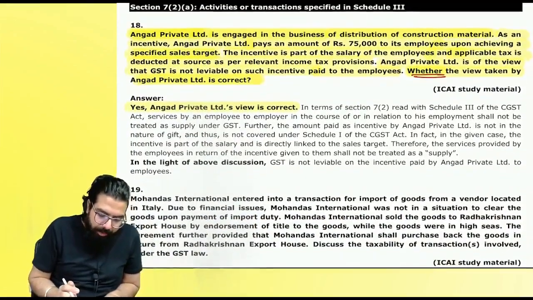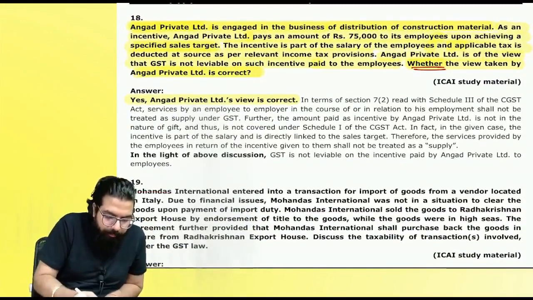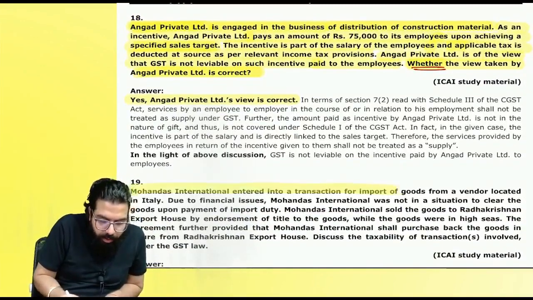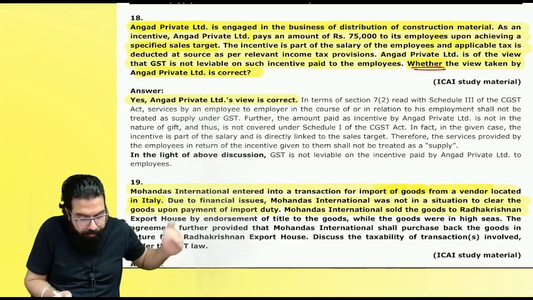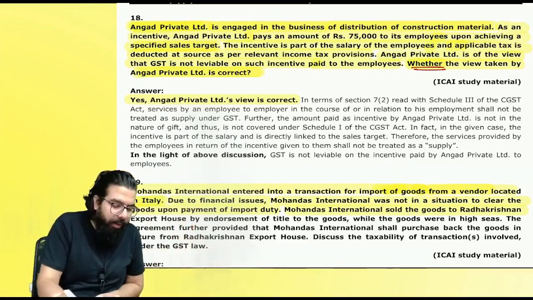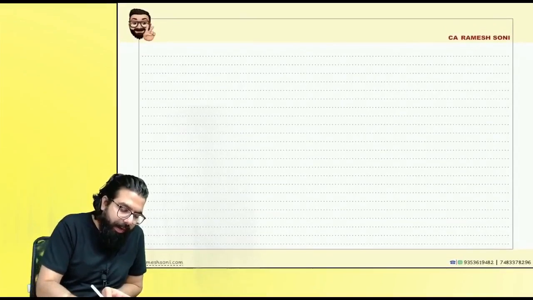Next. Please read the next question, everyone. Mohandas International entered into a contract for importation of goods from a vendor located in Italy. Due to financial issues, Mohandas was not in a situation to clear the goods. Mohandas International sold the goods to Radhe Krishna. What happened over here, everyone? Mohandas imported some goods. Question number 19.